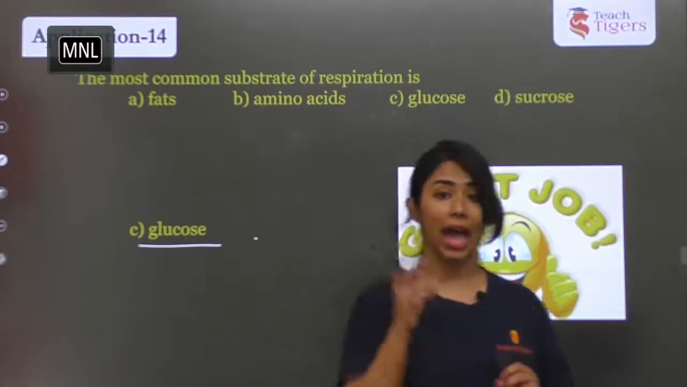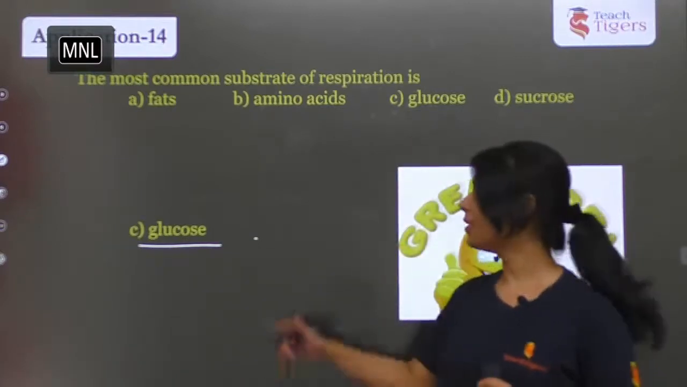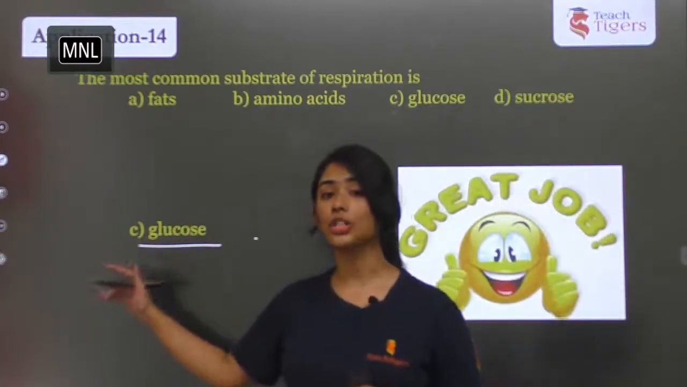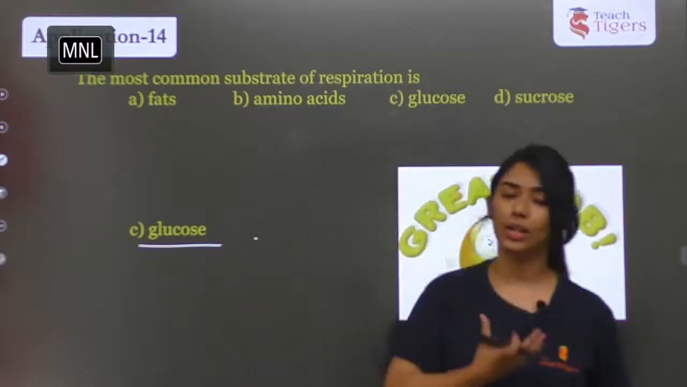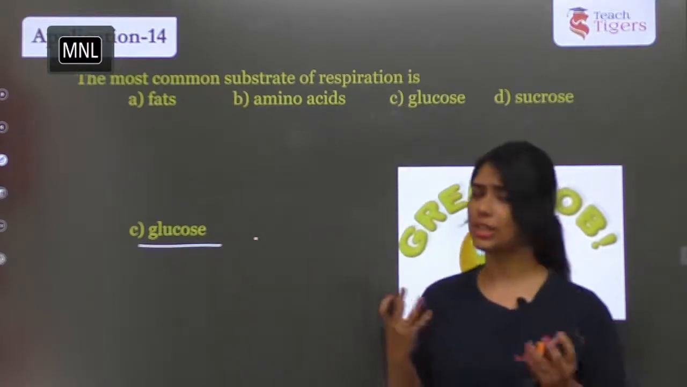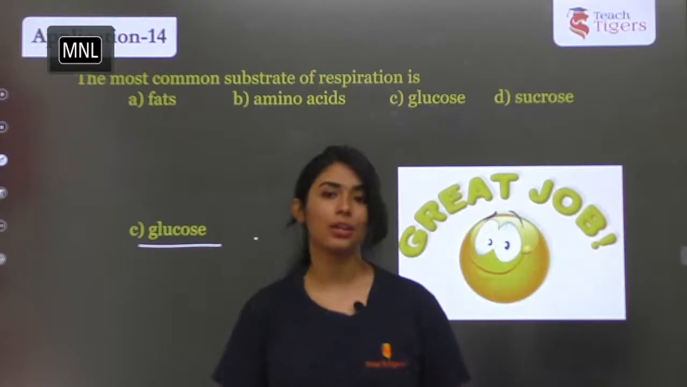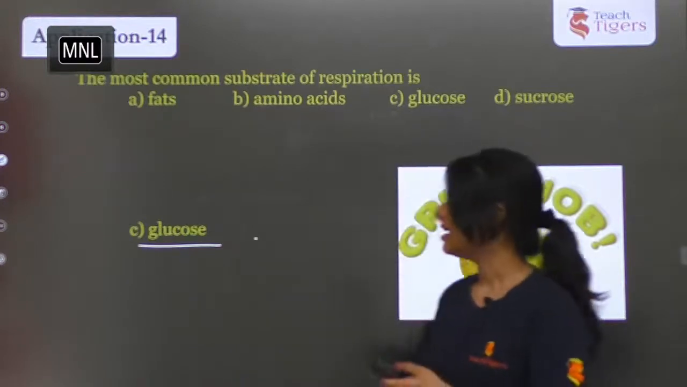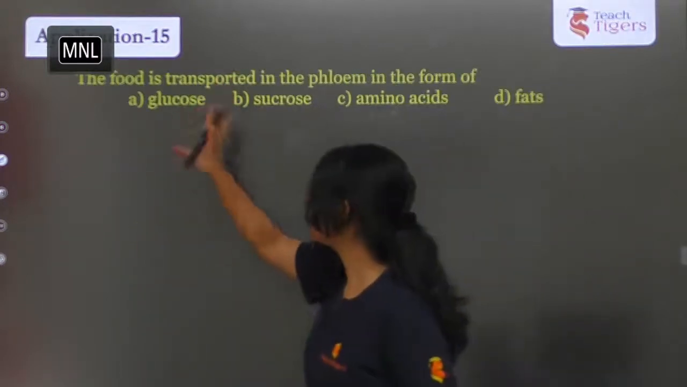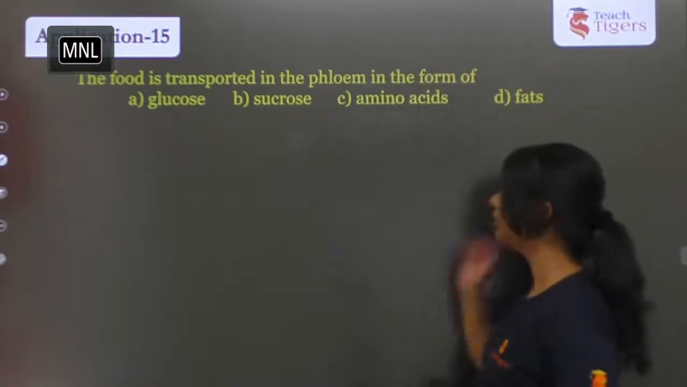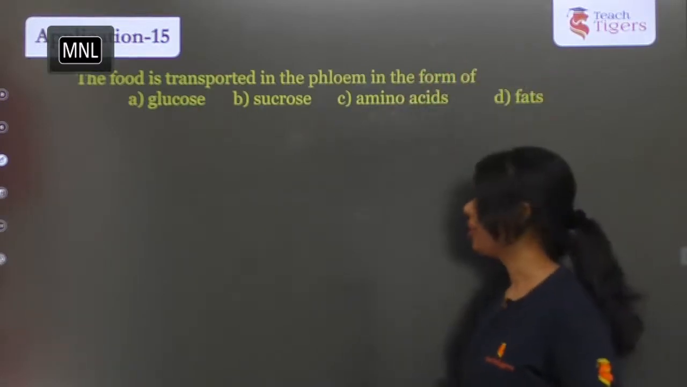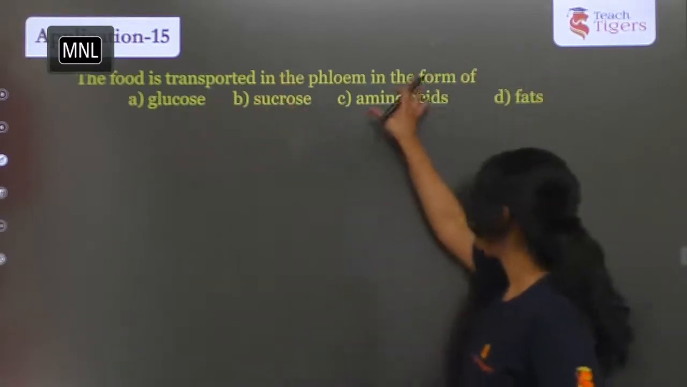So this is known as anaerobic respiration. And if it is being broken down in the presence of oxygen, then what will be the products formed? Carbon dioxide, water and energy. And what is that process known as? Aerobic respiration.